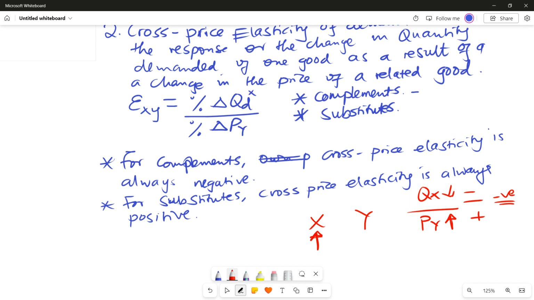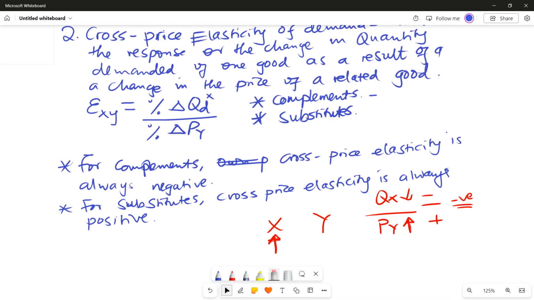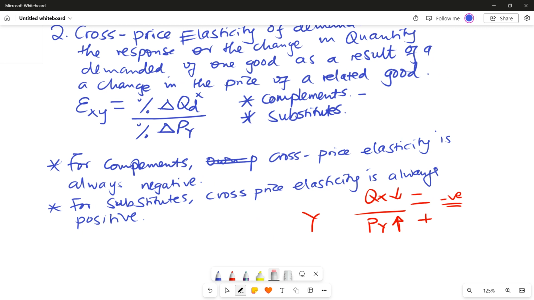So therefore, for complements, cross price elasticity is always negative. But for substitutes, it's actually the opposite, because with substitutes, if one commodity is not there, you can easily go for the other one. So for substitutes, cross price elasticity is always positive.